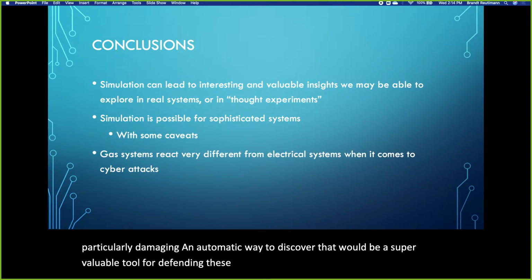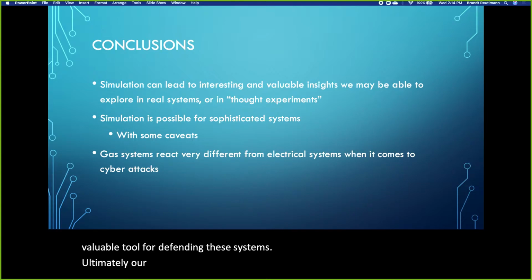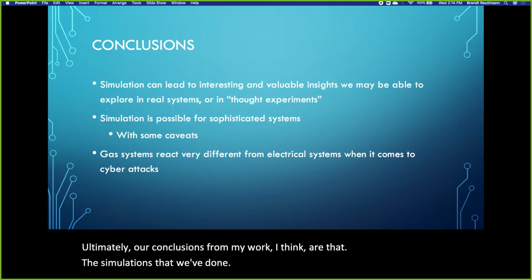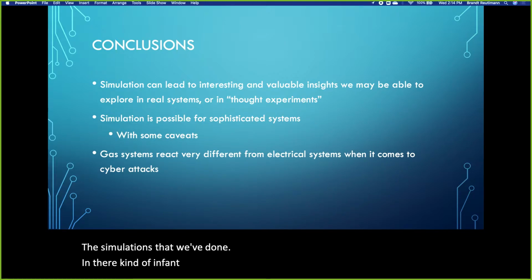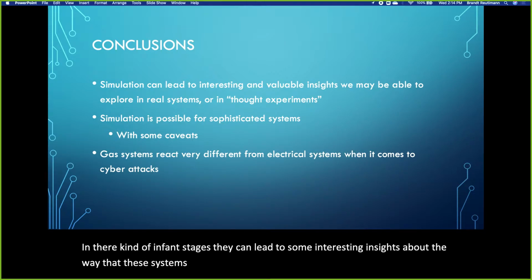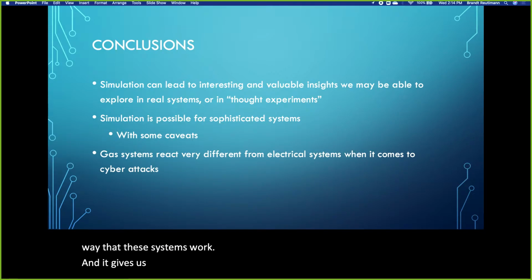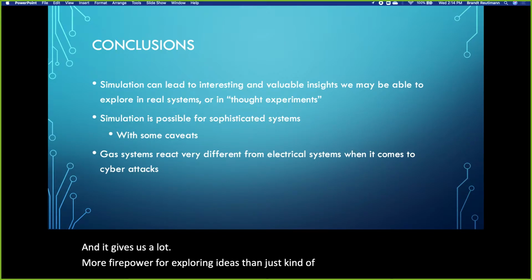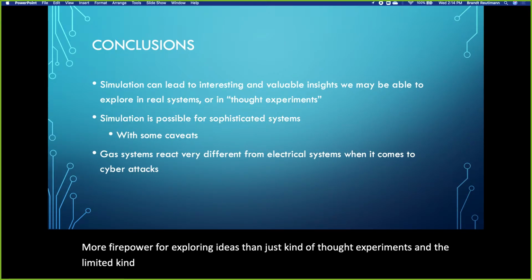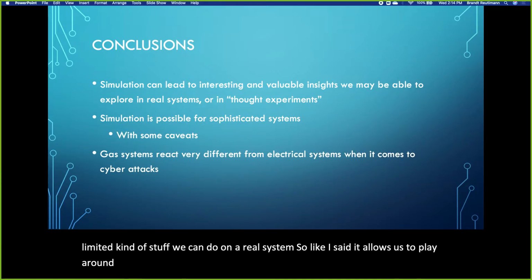So ultimately, our conclusions from my work, I think, are that the simulations that we've done, even in their infant stages, can lead to some interesting insights about the way that these systems work. And it gives us a lot more firepower for exploring ideas than just thought experiments and the limited stuff we can do on a real system. So like I said, it allows us to play around, it allows us to experiment, it allows us to do a lot of things that we wouldn't be able to do before.